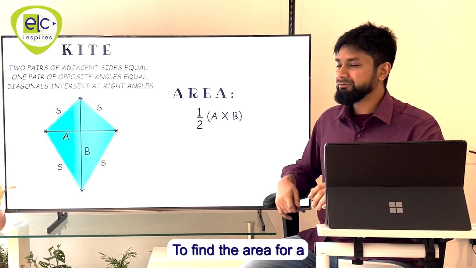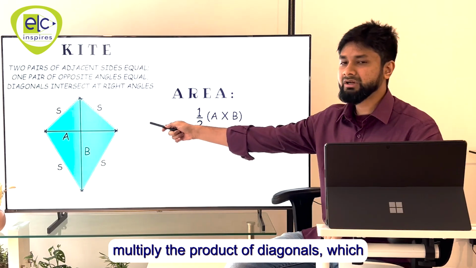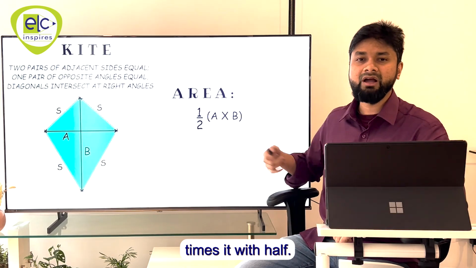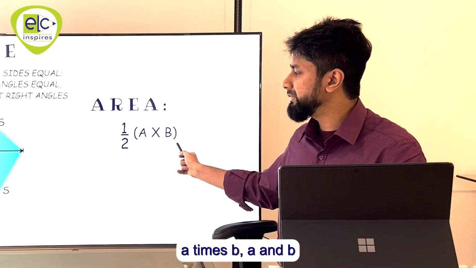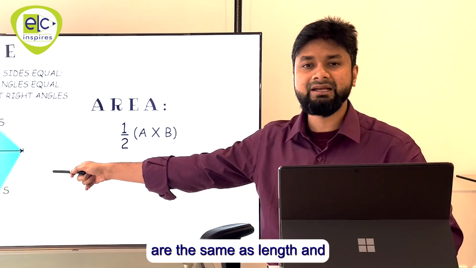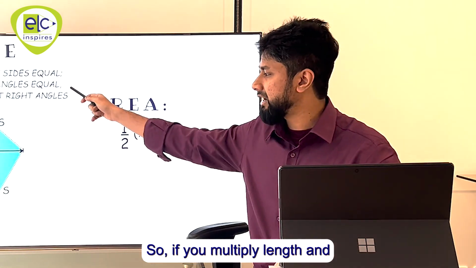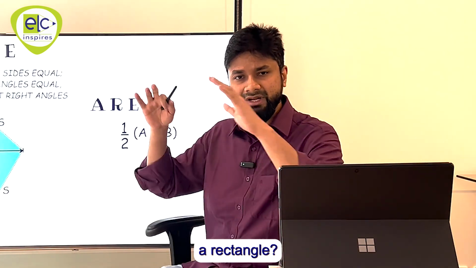To find the area for a kite, we just have to simply multiply the product of diagonals, which are A and B, and then times it with half. Let's understand this formula a bit more. A times B, A and B are the same as length and height. So if you multiply length and height, are you not supposed to get the formula for area of a rectangle?